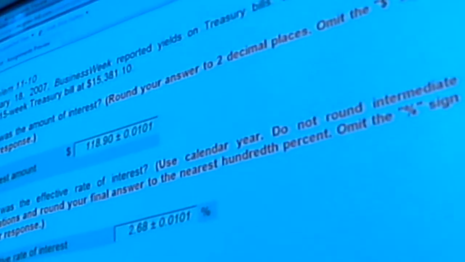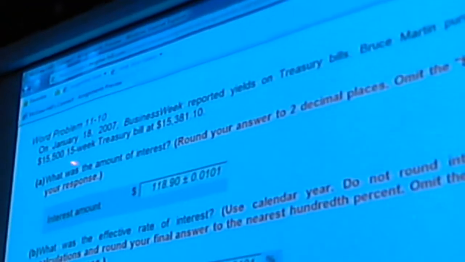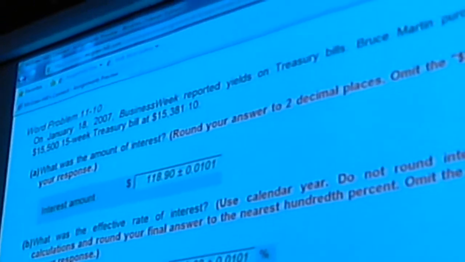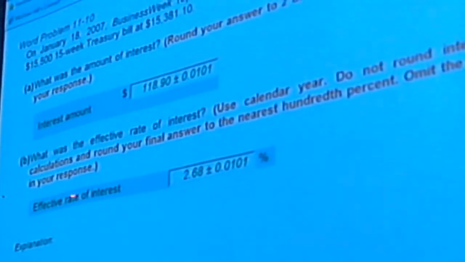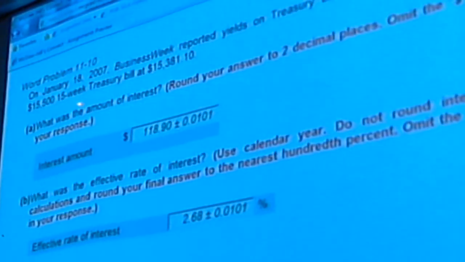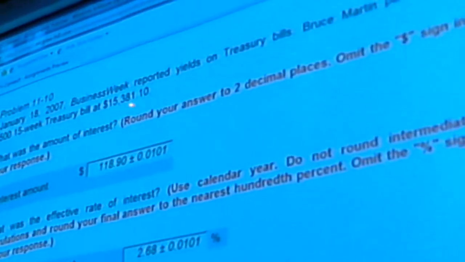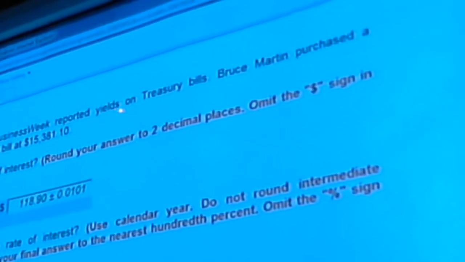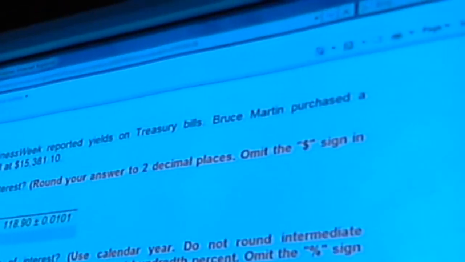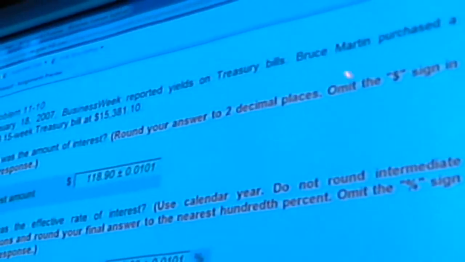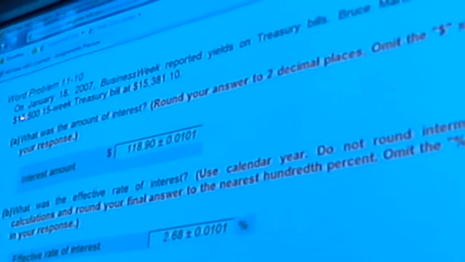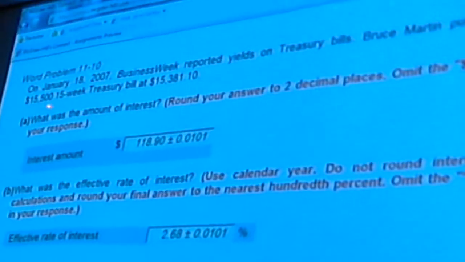About your email. Okay. What do they want from us here? They want the interest and the effective rate of interest. Very simple. Look at the problem. On January 18, 2007, Business Week reports yield on Treasury bills. Do we need anything from there? Is there anything from that sentence we need? No, not yet. Bruce Martin purchases a Treasury bill, which has a face value of $15,500.